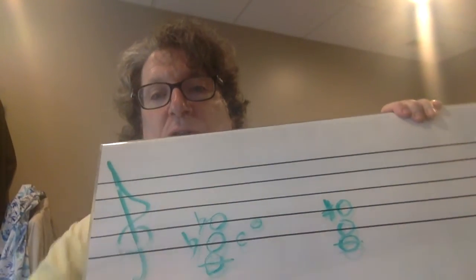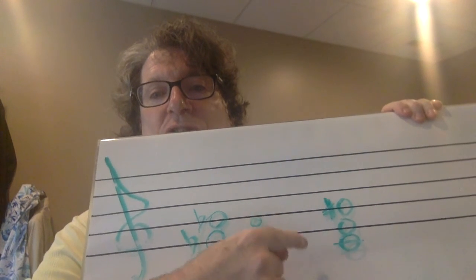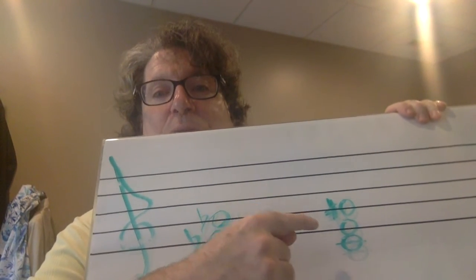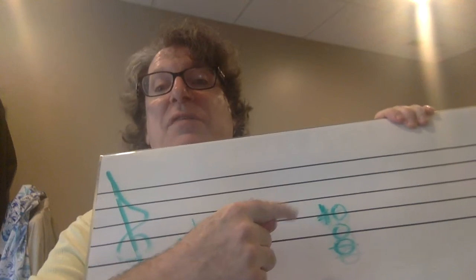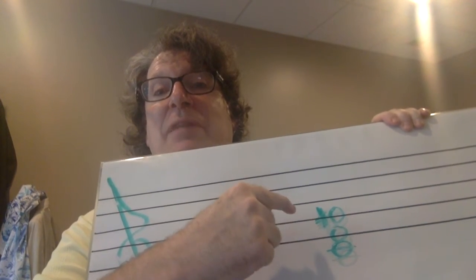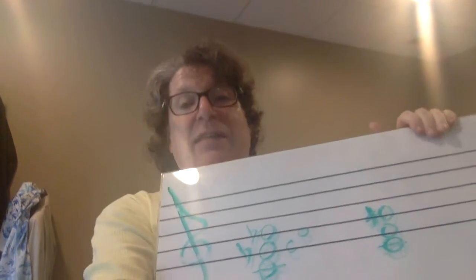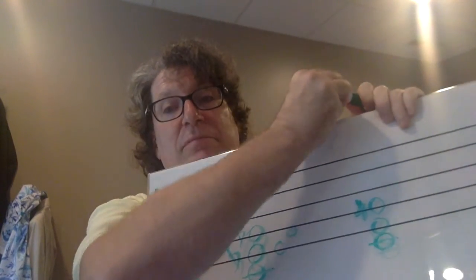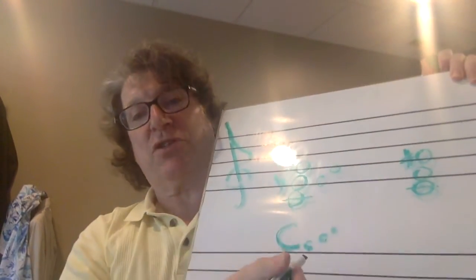So we know that C to E is a major third. Here we are. We also know C to G is a perfect fifth. So if we put a sharp on it, it becomes an augmented fifth. A major third and an augmented fifth is an augmented chord. And the notation for that, in case you've never seen it before, is just a plus sign.